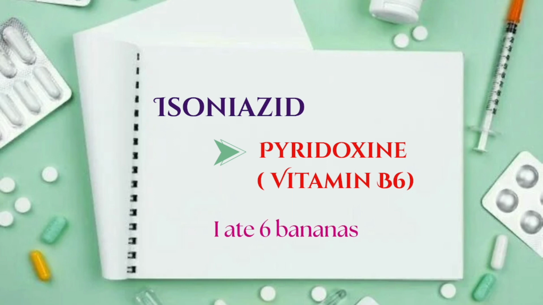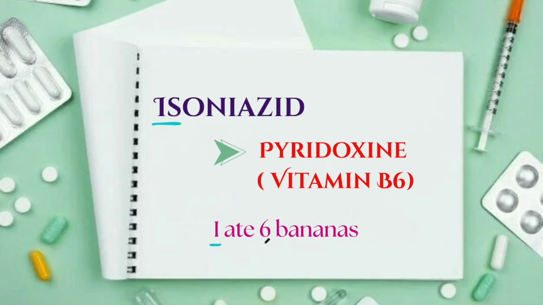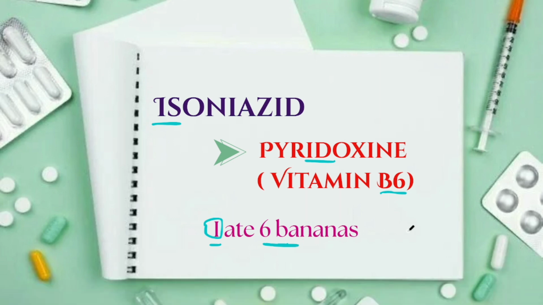The mnemonic is I ate 6 bananas. I stands for isoniazid, and 6 and B, bananas, B6, that means vitamin B6, that is pyridoxine. So we can remember I ate 6 bananas means for isoniazid we have to give vitamin B6 as an antidote, and the name for vitamin B6 is pyridoxine.